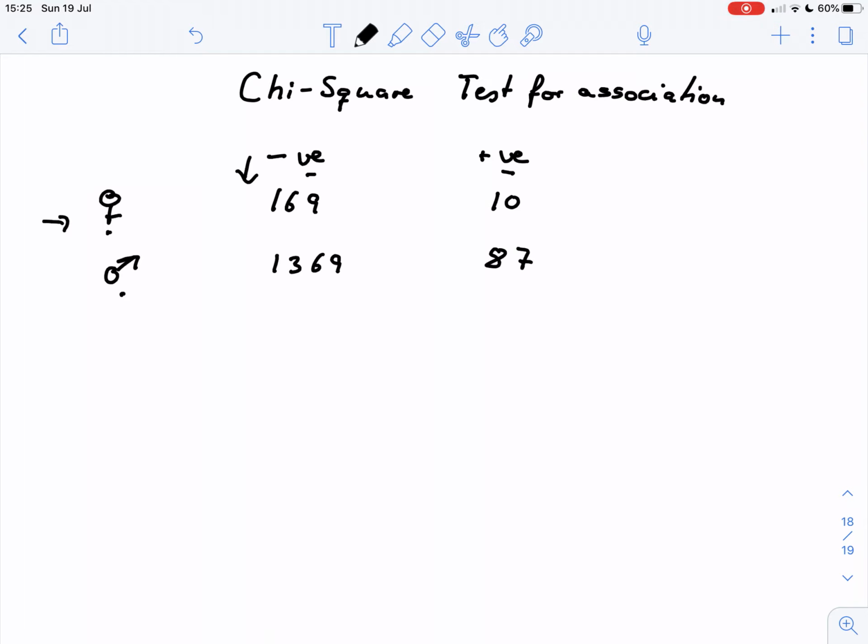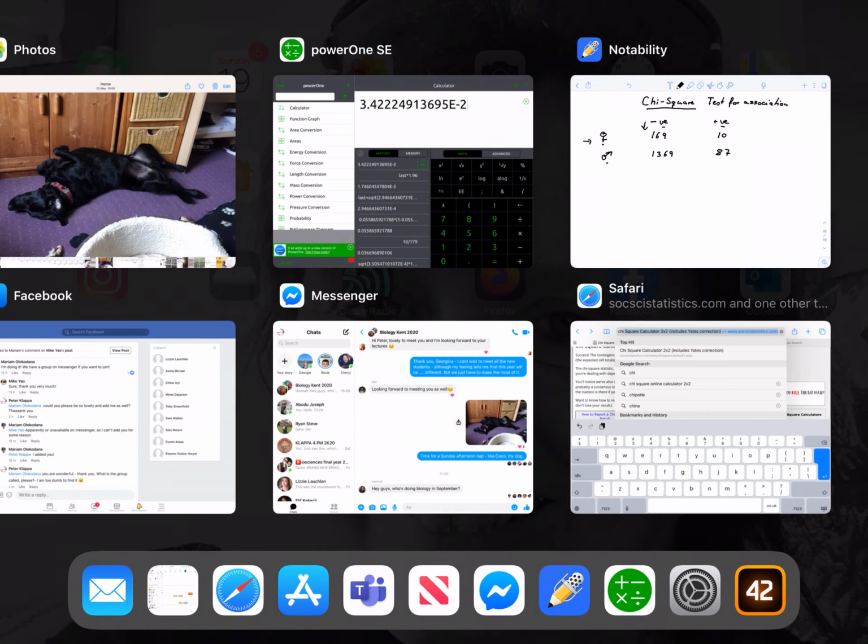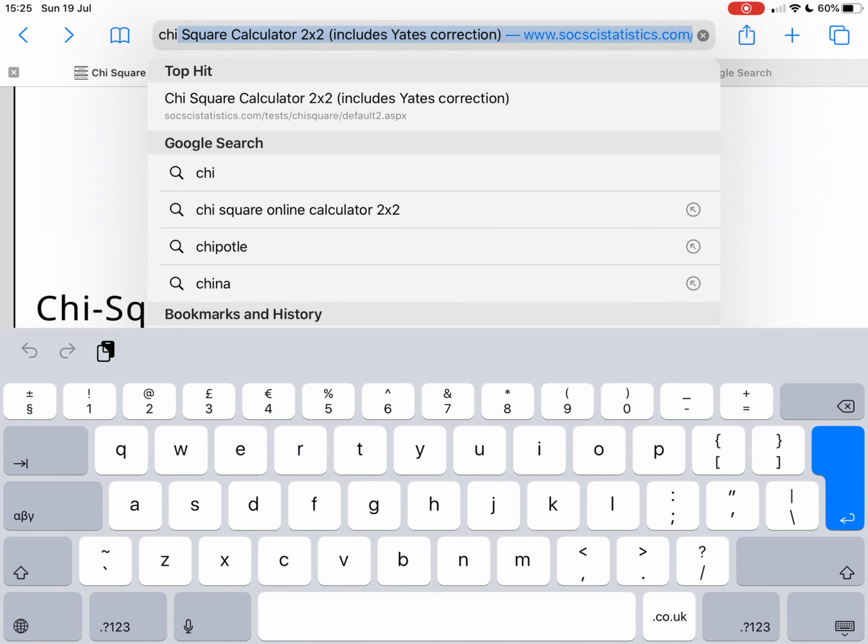So this is a 2x2, and we can test for the association with what is called a chi-squared test for association. And while we can do that by hand, it's a little bit cumbersome to do all the calculations, and there's a much better way. You just simply let the internet do that for you. So we head over to Google. So I just put in chi-square calculator 2x2, and it comes up with a suggestion for a calculator.